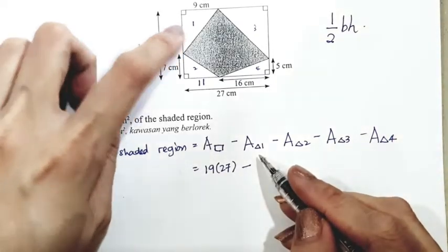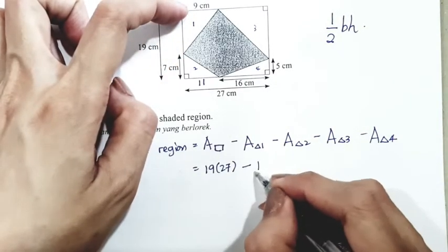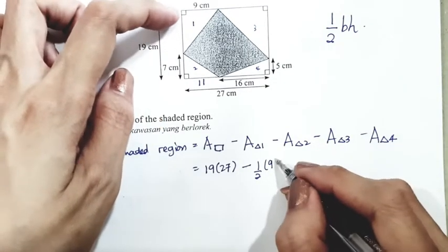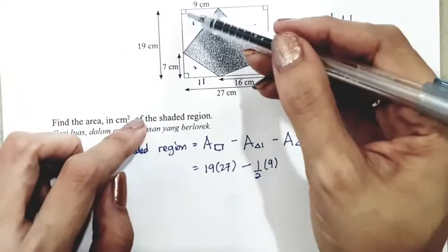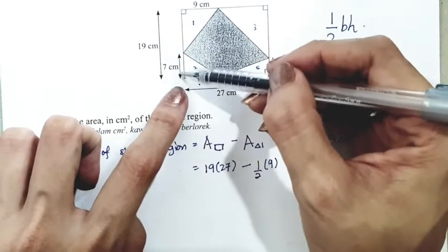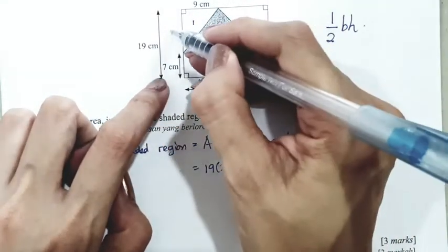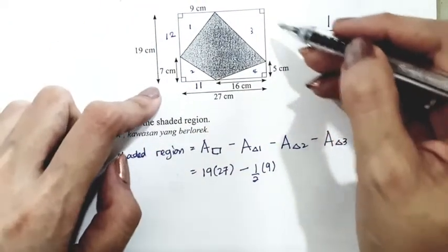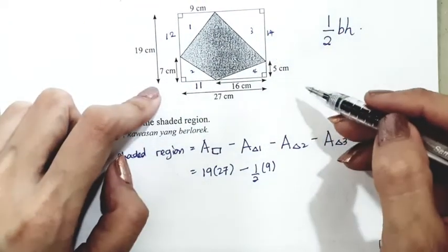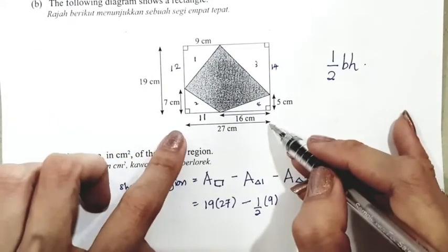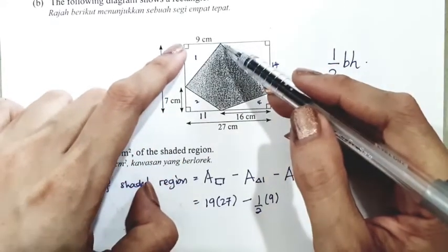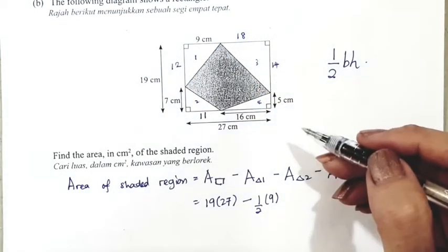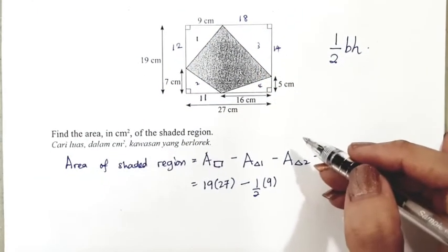So for the first triangle, the base will be 9. So half times 9, multiplied by the height. What is the height over here? If this is 7, 19 minus 7, so we have 12 over here. This is 19 minus 5, 14 over here. And the whole thing is 27; you take away 9, so over here you will have 18. With all this information ready, we can minus now.